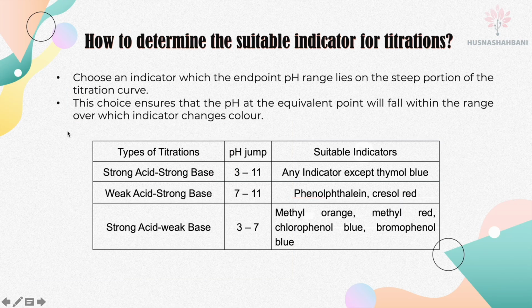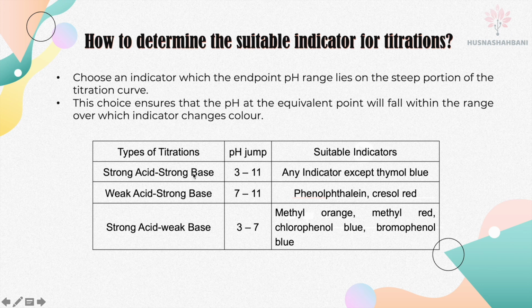So how do we determine the suitable indicator for titrations? Choose an indicator whose endpoint pH range lies on the steep portion of the titration curve. This choice ensures that the pH at the equivalence point will fall within the range. So you have to look at whether the pH is more than 7 or less than 7. It must be within the range to determine the suitable indicator for the titration.